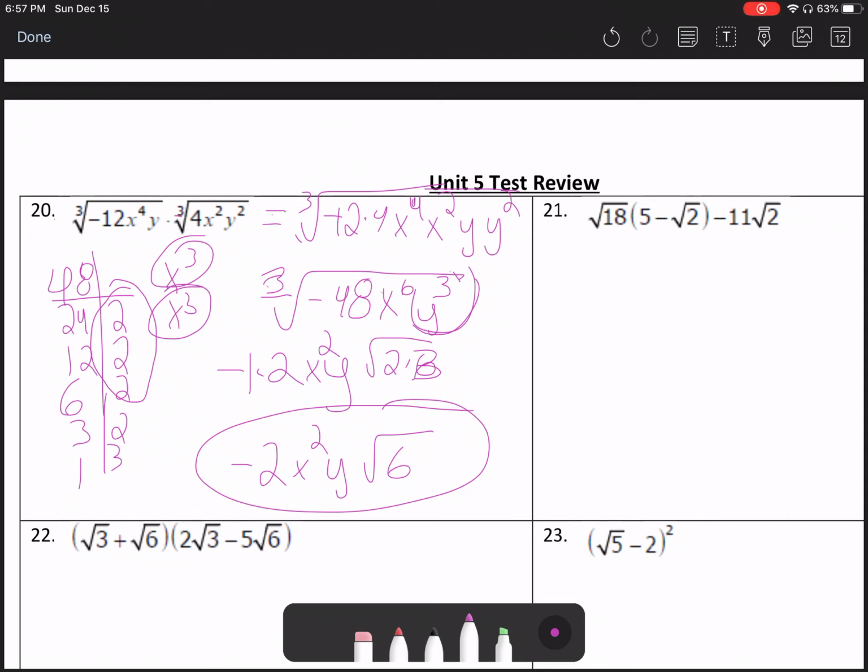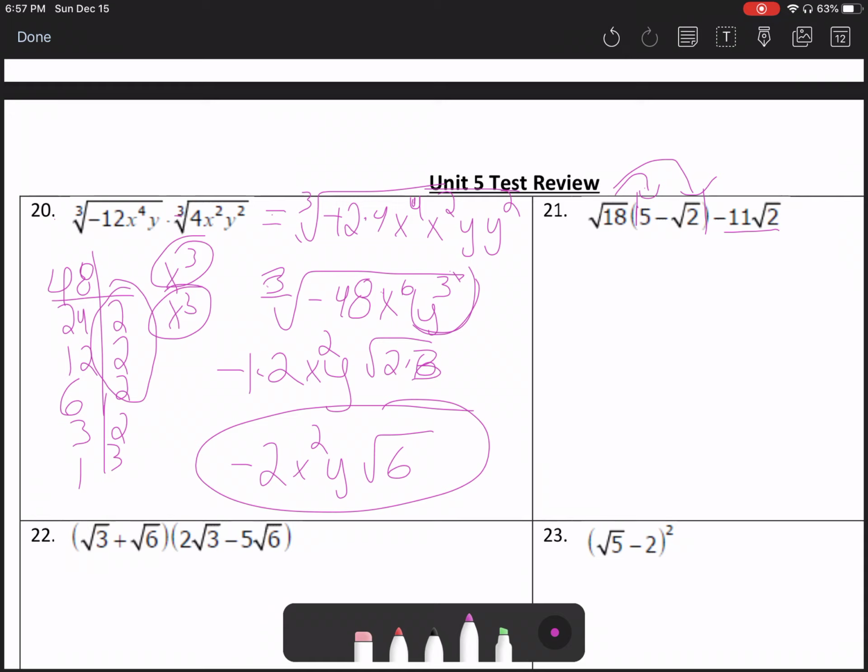Number 21, there are two things going on. I see parentheses, which tells me I have to do the distributive property. And then this is on the outside. That's not part of the parentheses, so I'm going to have to subtract later on if I can. So the first thing I do is the distributive property.